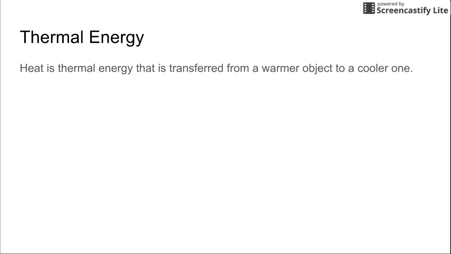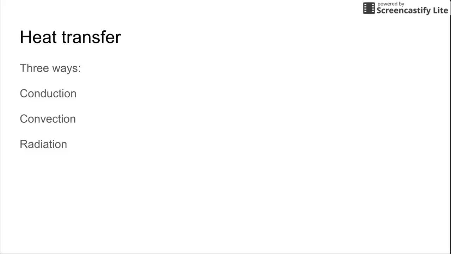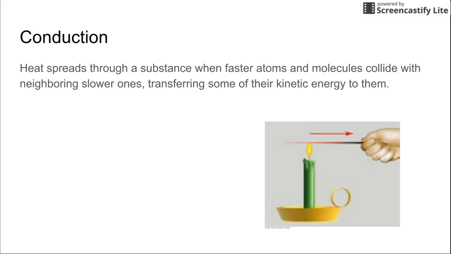When we talk about thermal energy, we're talking about heat. Heat is just thermal energy that's transferred from a warmer object to a cooler one, always following that second law of thermodynamics. And there's three ways that heat is transferred: conduction, convection, and radiation. We talked a little bit about these earlier this year, but we're going to refocus on these today.